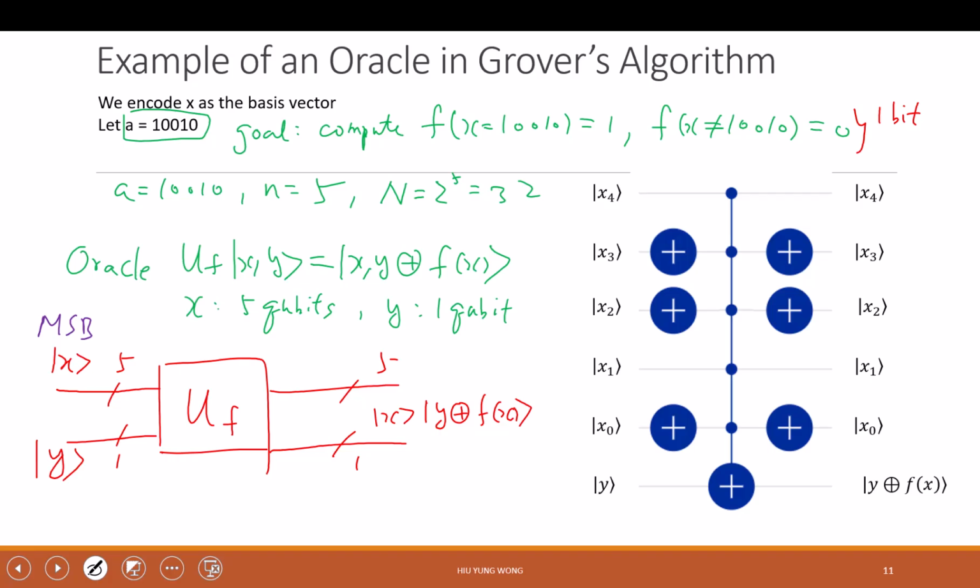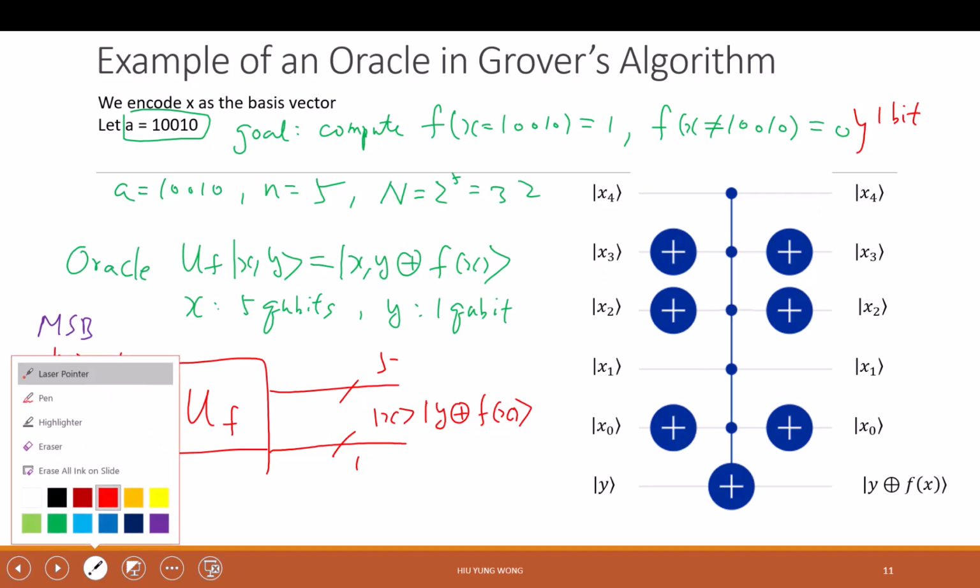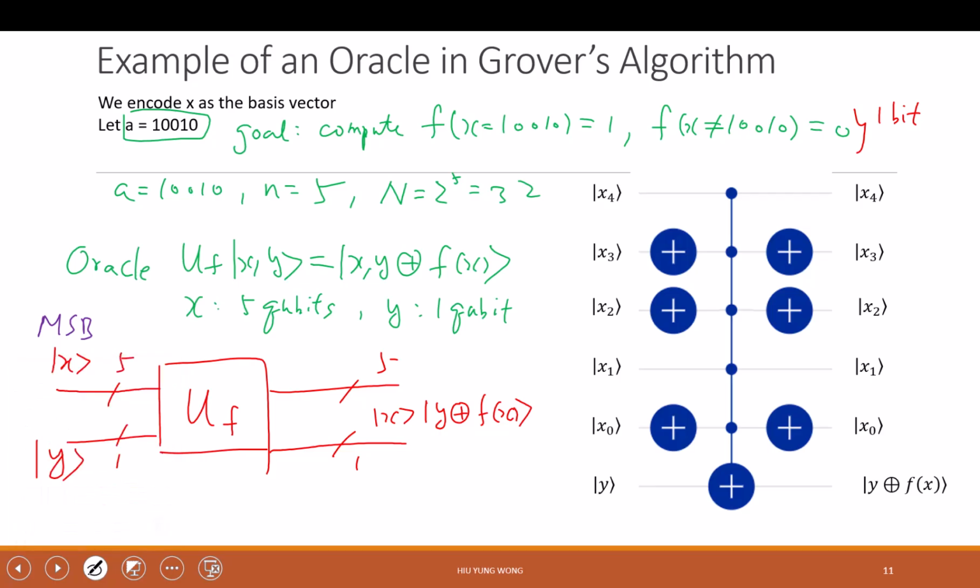And how do you really implement this function? Because this function is tied to A, right? It means that if my input is 10010, my output f of x should be 1. So let's check if this is correct. I gave this to you, but let's check if this is correct.